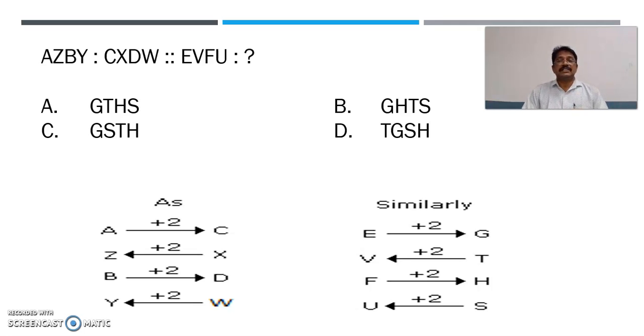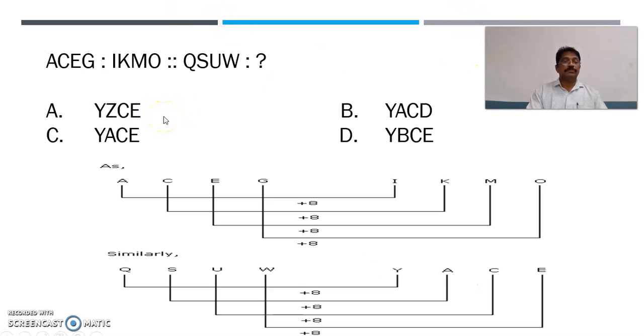A, Z, B, Y, C, X, D, W, E, V, F, U. In a very similar manner to the previous question I discussed: A to C, two steps forward. Z to D, two steps. B to W, two steps, and Y to W is two steps. In the similar manner, E to G, two steps. V to T, two steps. F to H, two steps, and U to S, two steps. So very clear. G, T, H, S is the correct option. So option A is the correct one. You can say it. Now move to the next one.